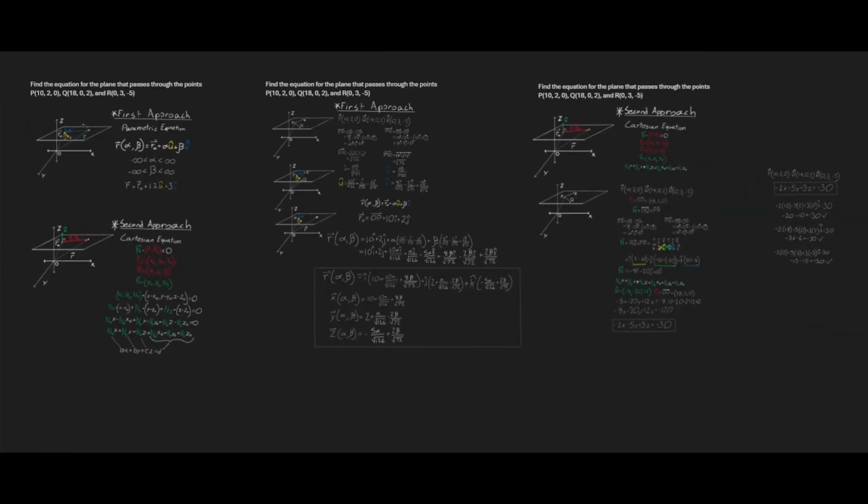So just to recap, we covered 2 approaches to finding the equation of a plane that passes through 3 non-collinear points. The first approach used a parametric equation that relied on 2 variables, while the second approach used the dot product of the normal vector and a vector that was parallel to the plane.